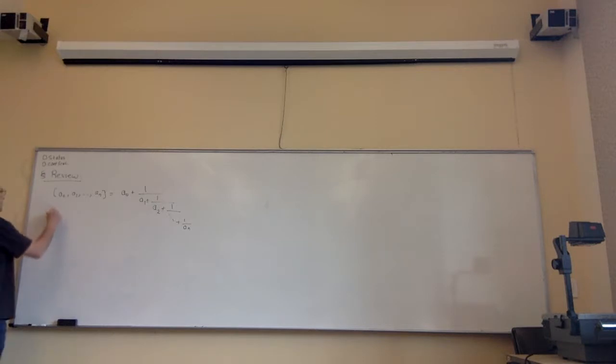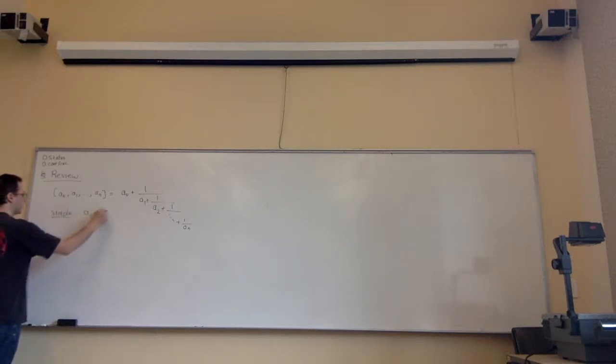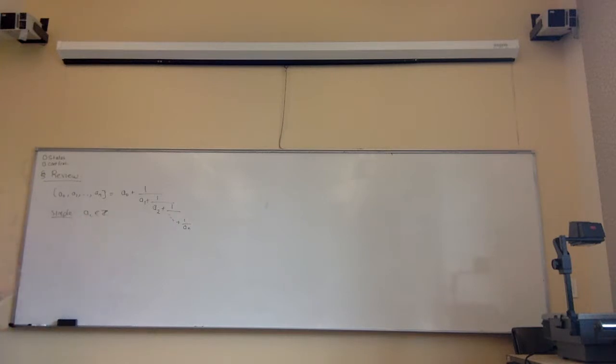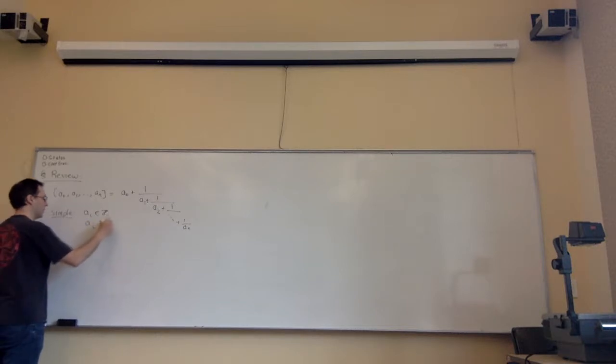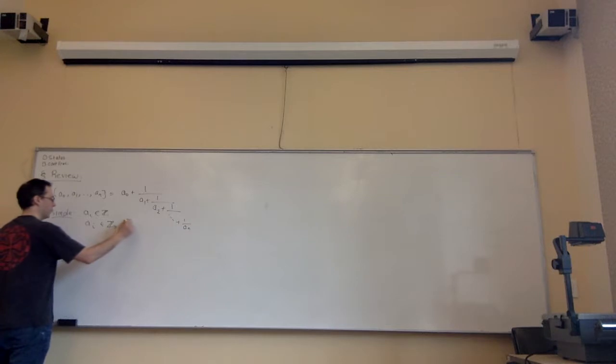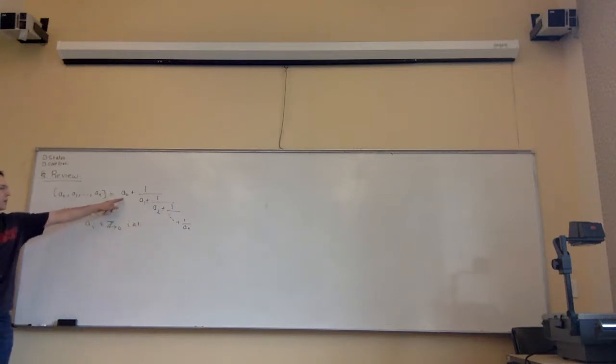And we call this continued fraction simple if the a sub i's are all integers. And we always assume that the a sub i's for i greater than or equal to 1 are positive integers in the case when it's simple. The first one can be negative, but all the others have to be positive. Otherwise, the theory doesn't work out very well.